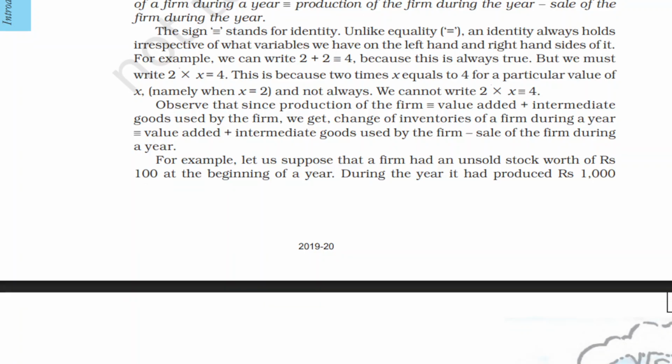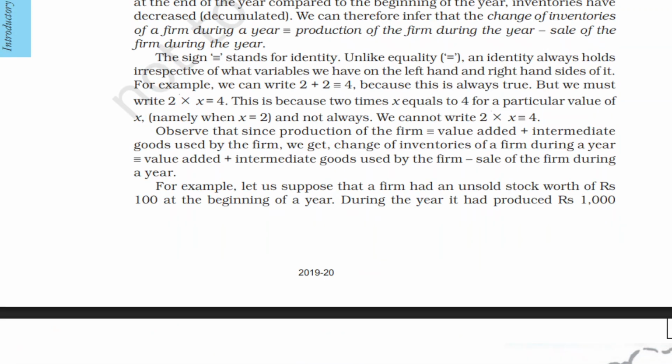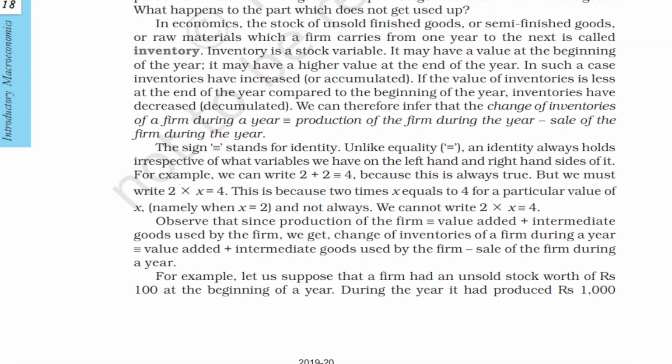Now the next concept that comes in the value added method is the inventory part. What does inventory basically mean? In an economy, the stock of unsold finished or semi-finished goods or raw material which a firm carries from one year to the next year is called inventories, right? And inventory is a stock concept. What does stock concept mean? Which is calculated at a point of time.